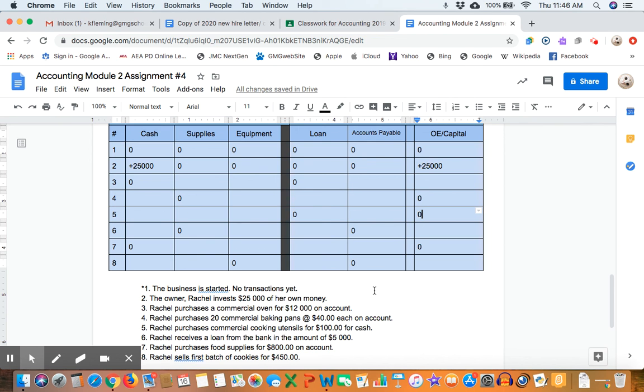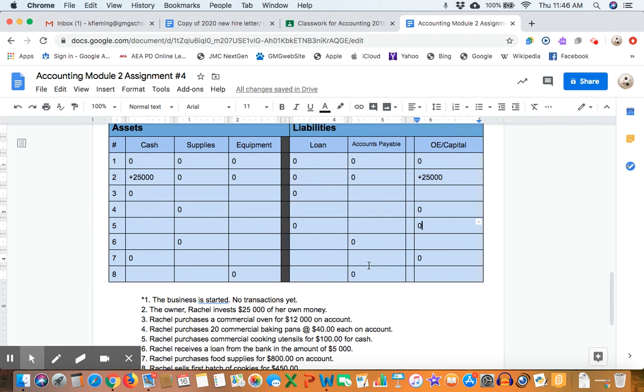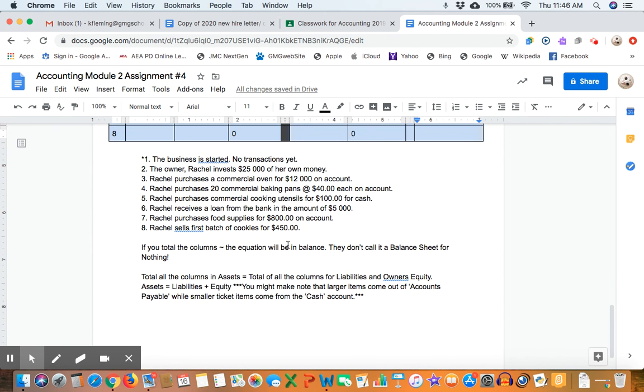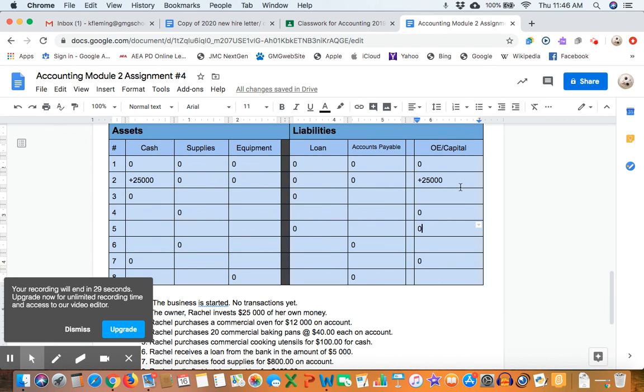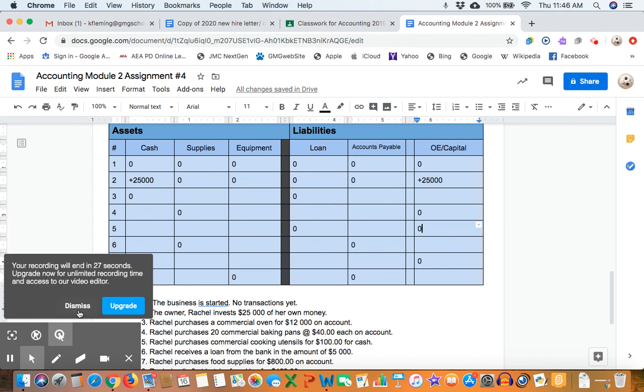So that should be a fairly good assignment for this. Let me know if you have any questions about this. Make sure that both sides will be in balance. That's why it's a balance sheet. So make sure that this side is the same as this side once you get done.